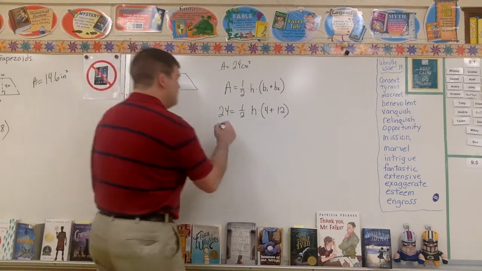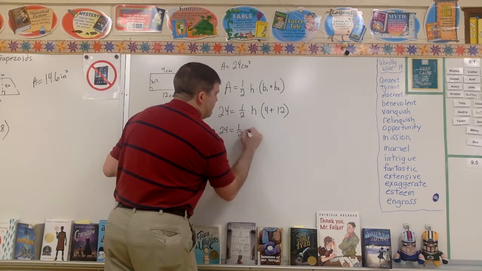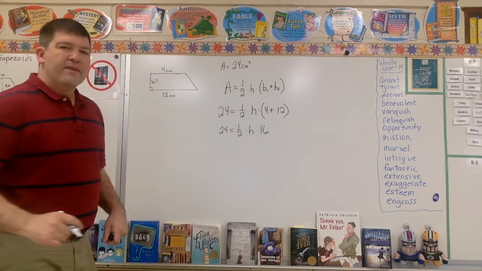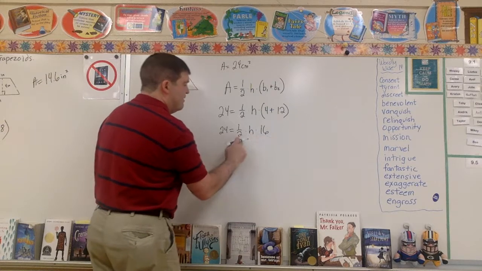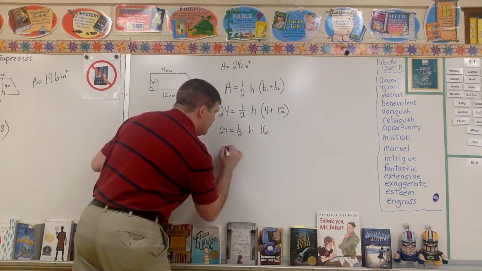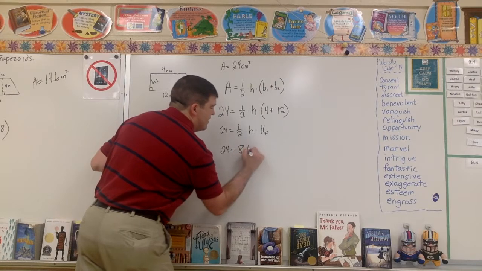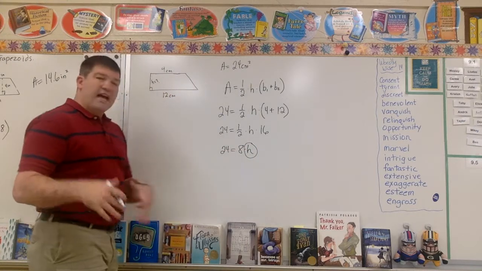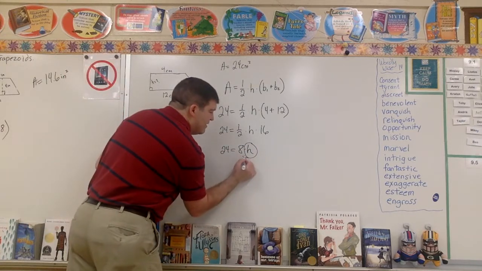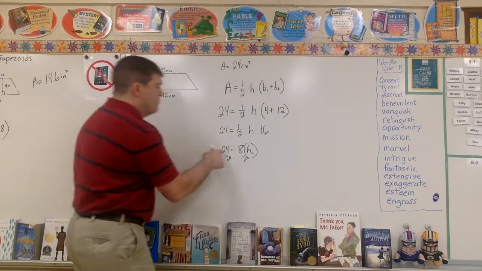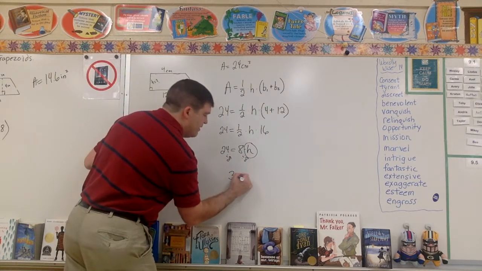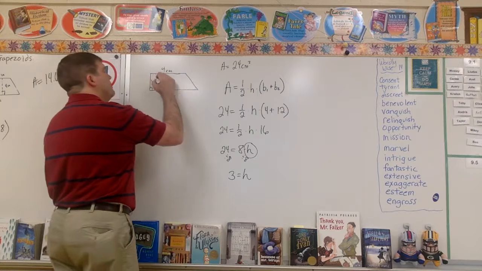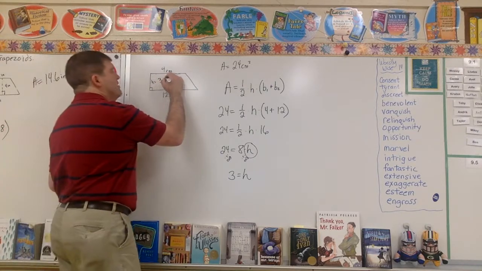So I start with my parentheses. 24 equals 1/2 times h times 4 plus 12 is 16. Okay. Now, I'm going to multiply these two things together. 1/2 of 16 is 8. So 24 equals 8 times h. Now I just want to find this h all by itself. So it's times 8. I have to divide it by 8. And I have to do that to both sides. 24 divided by 8 is 3. And that is h. So h equals 3. So my height is 3 centimeters.